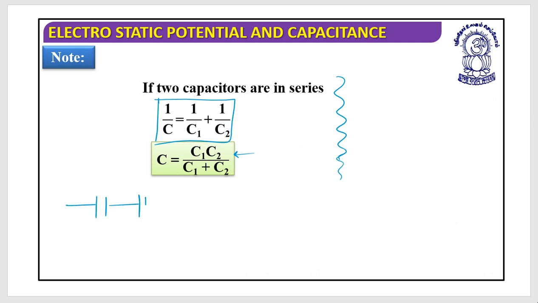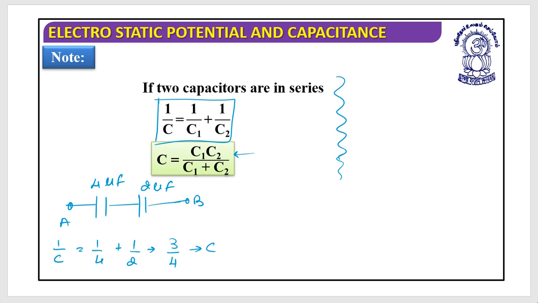Let's have a look. Let's say this is 4 microfarad, this is 2 microfarad, and this is A, this is B. Going with the process, 1 by C equals 1 by 4 plus 1 by 2. Solving this, 1 by 4 plus 2 by 4 is 3 by 4, and then I need to find out C.